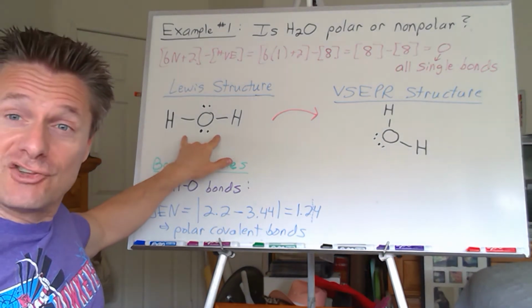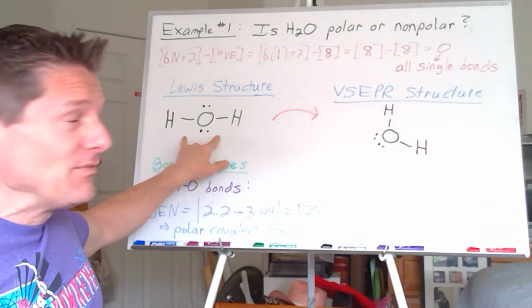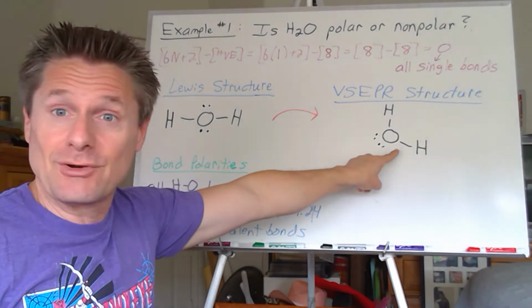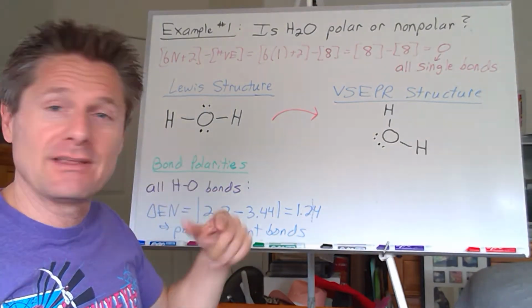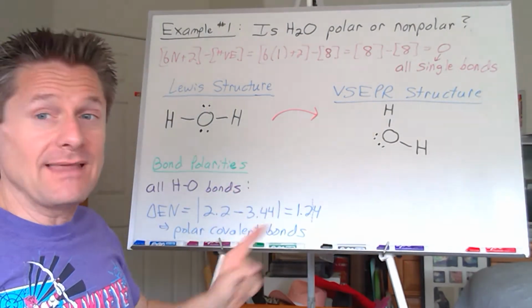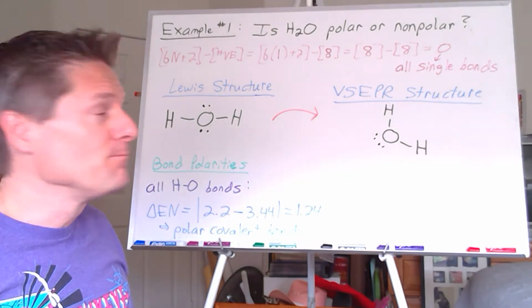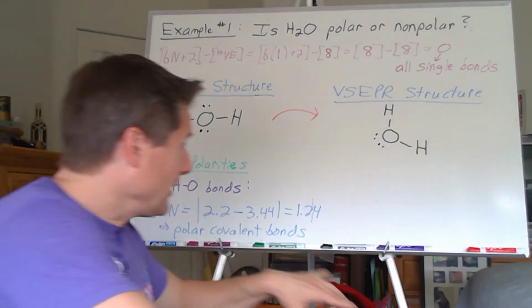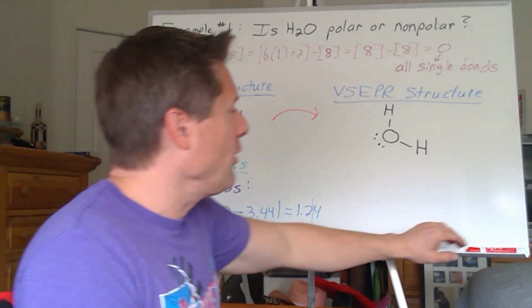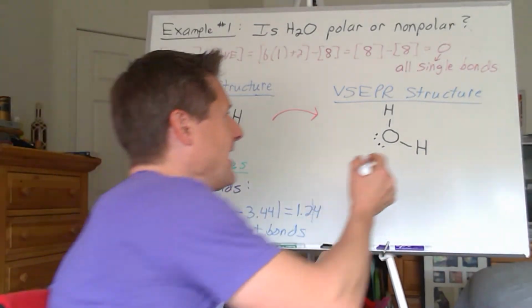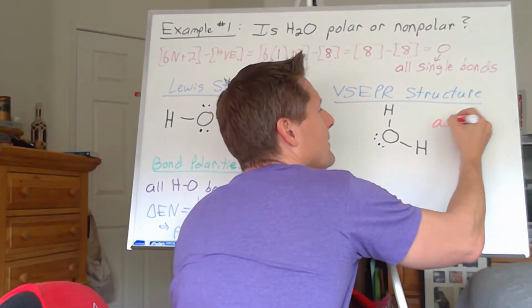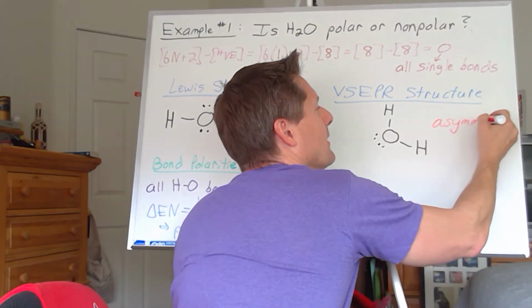If you look at the Lewis structure, you'd say it's a symmetric molecule. But if you look at the VSEPR structure, it's not. It's an asymmetric species, so those bond dipoles are not going to cancel out. This is going to be a very highly polar molecule. So let's take a look at the bond dipoles. If you follow vector mechanics, this is asymmetric.